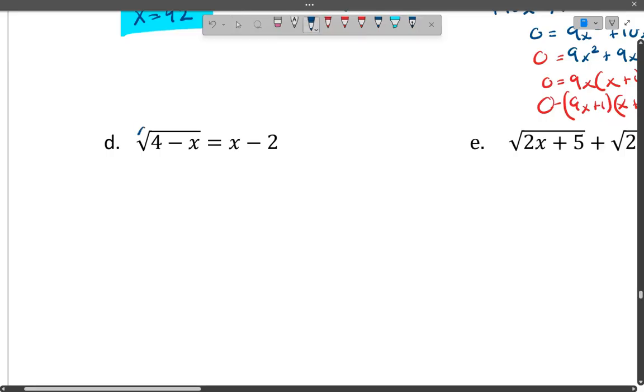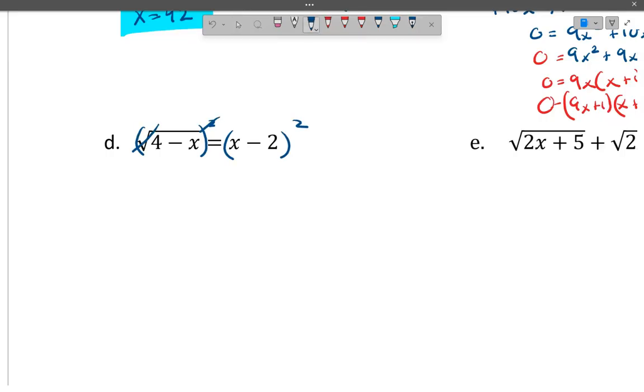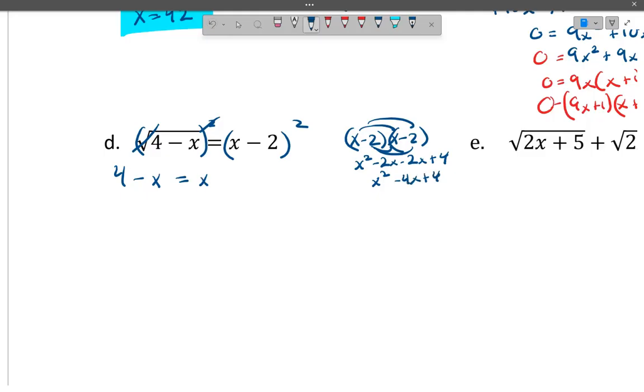Our radical is already isolated, so we're going to go ahead and square both sides to cancel the radical on the left. Now again, we're squaring a binomial. So this is x minus 2 times x minus 2. When we apply our distributive property and then combine like terms, the right side is x squared minus 4x plus 4.